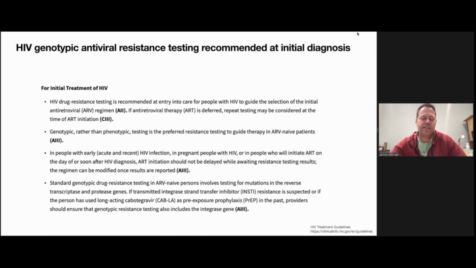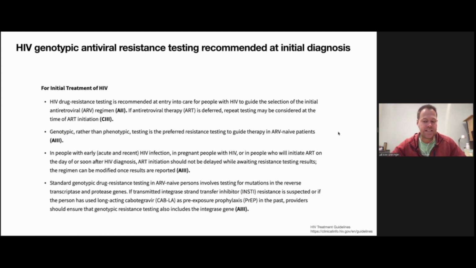So basically what I want to talk to you about is how antiviral testing is done on a very high level for HIV. HIV is unique in that there is antiviral resistance testing recommended at the time of initial diagnosis. So basically everyone getting a diagnosis of HIV is getting antiviral resistance testing through genotypic sequencing rather than phenotypic testing. And this is done via sequencing of the protease, polymerase, and integrase regions of the HIV virus.